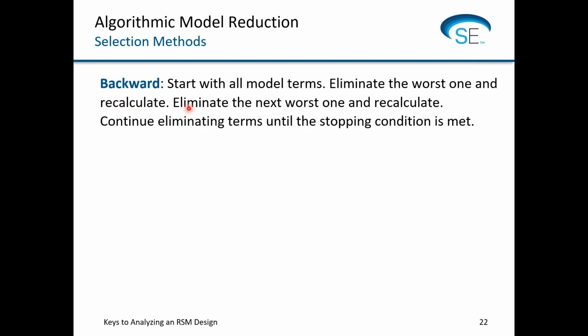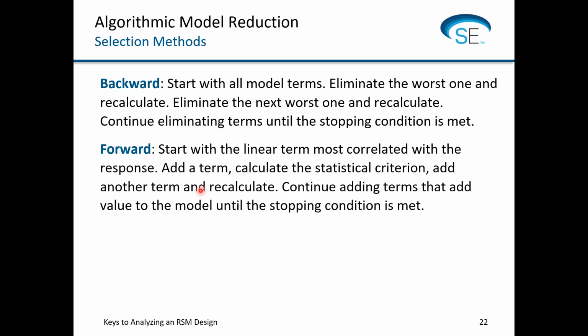The backward method starts with all model terms, like it would start with the full quadratic model. It would eliminate the term that is worst from a statistical point of view, whether that's using p-value criteria or the AICC criteria. And then it's going to recalculate. And then it's going to eliminate the next worst term and recalculate. And it continues eliminating terms until the stopping condition is met.